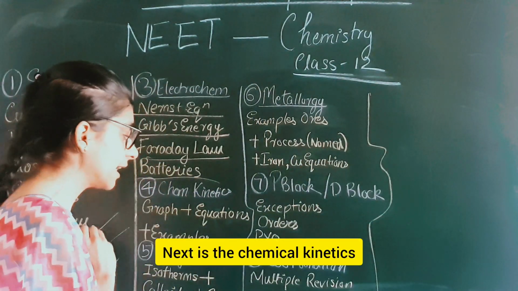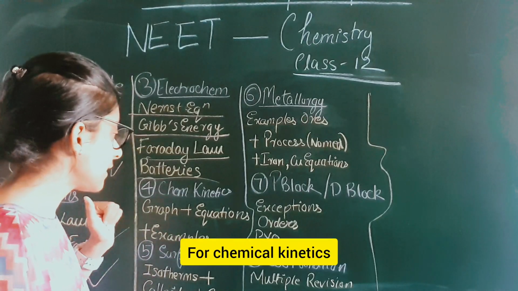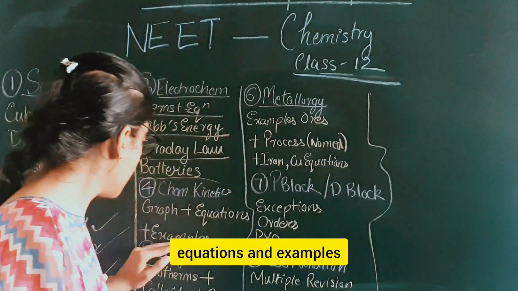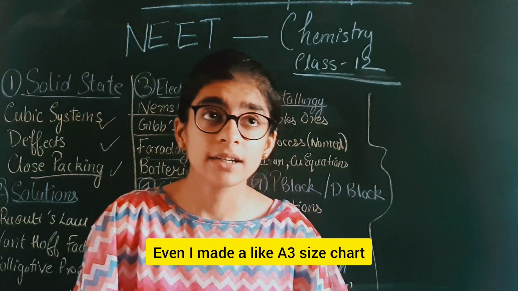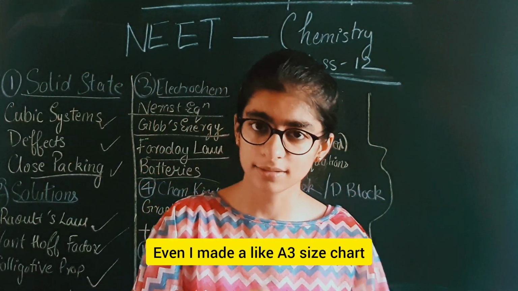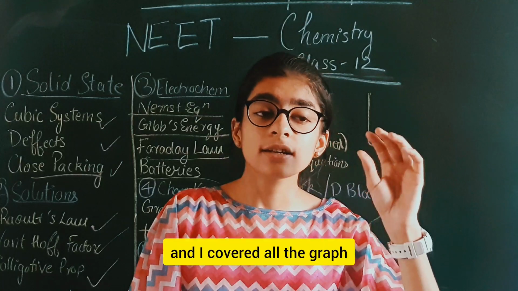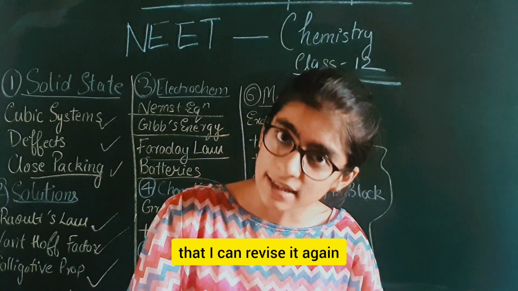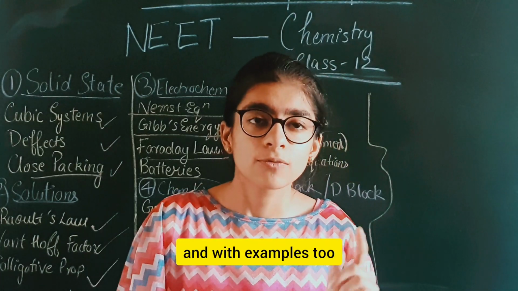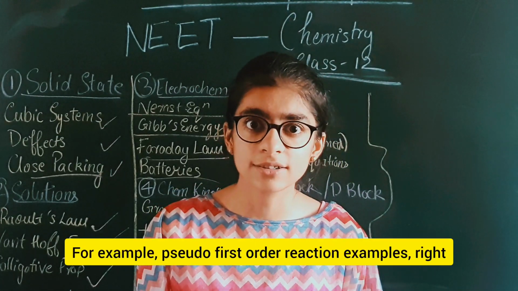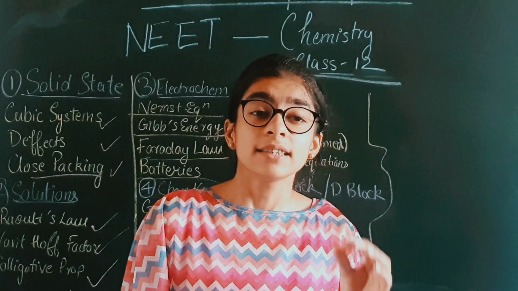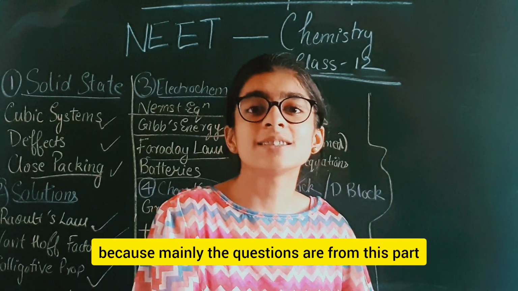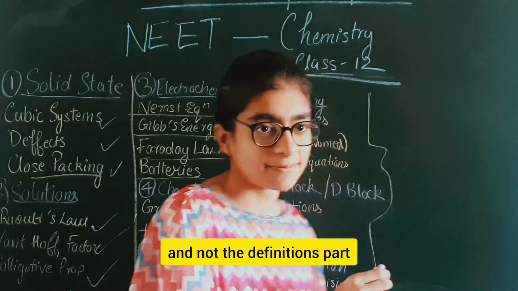Next is chemical kinetics. For chemical kinetics, you have to cover all the graphs, equations and examples. I even made an A3 size chart and covered all the graphs and all the equations in it so that I can revise them again and again, with examples too. For example, pseudo first order reaction examples, right? These are all very important because the questions mainly come from this part and not the definitions part.